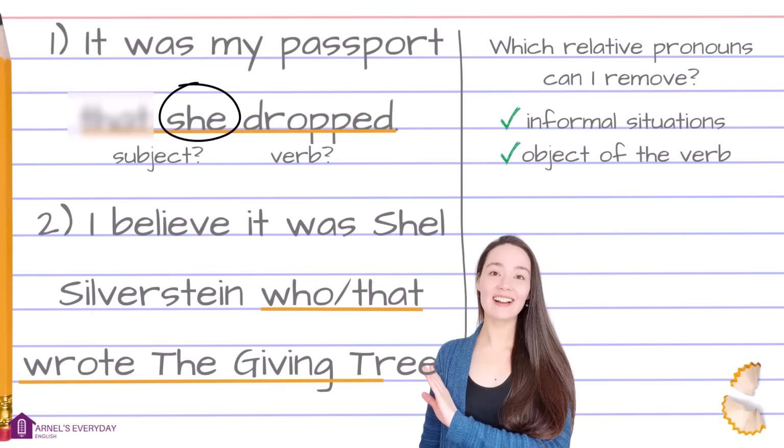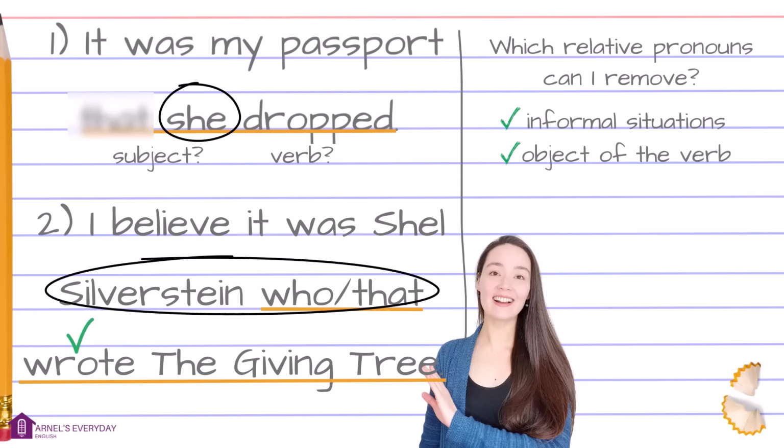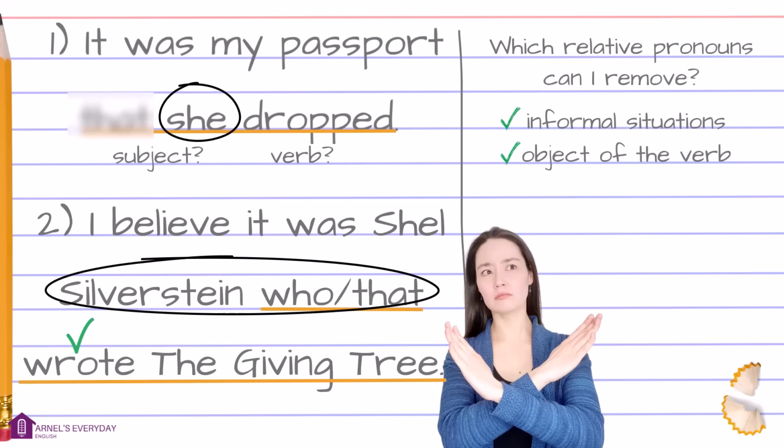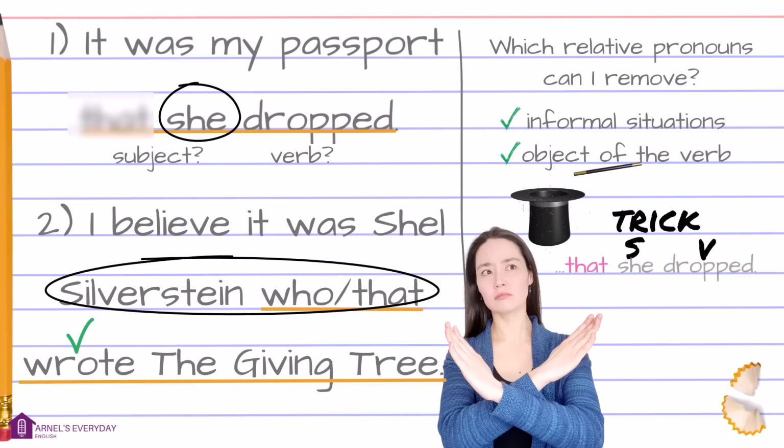Let's look at sentence number 2. Who wrote The Giving Tree? My verb is wrote. What's the subject of this verb? Here it's Shel Silverstein. So I cannot remove who because that's my subject. I cannot say, it was Shel Silverstein wrote The Giving Tree. Here's a little trick. If you have a subject and a verb after your relative pronoun, you can remove it. If you only have a verb after your relative pronoun, you need to keep it because it's the subject.